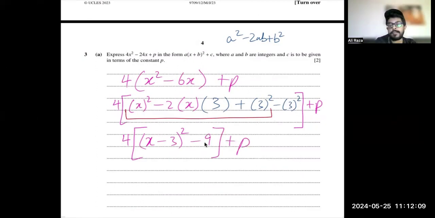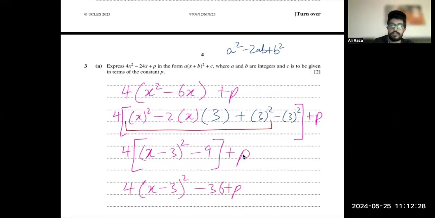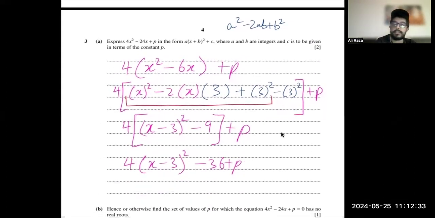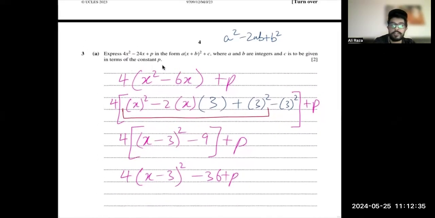Now I need to take this minus 9 outside the bracket, so I'll multiply this with 4 and take it outside the bracket. And this would be our final answer. Now we need to give c in terms of the constant p. So c is equal to minus 36 plus p.